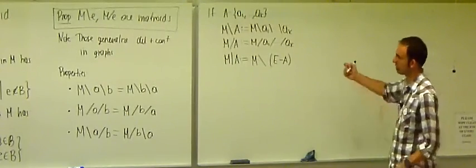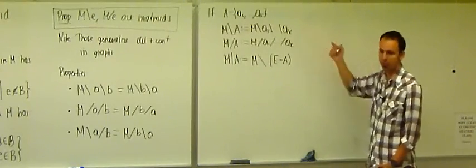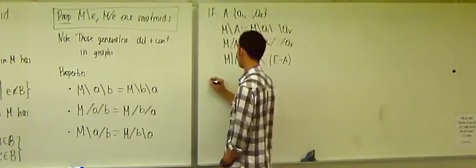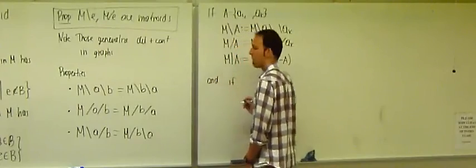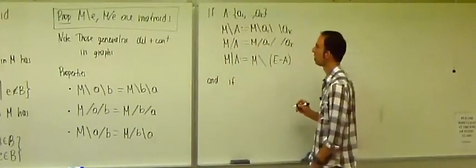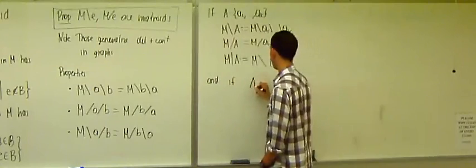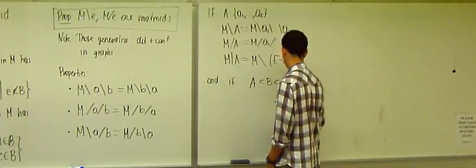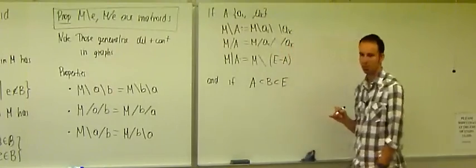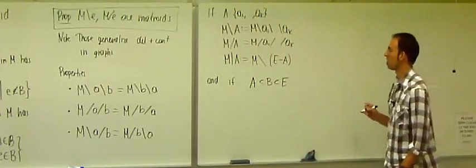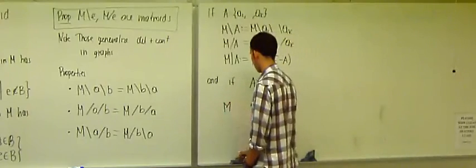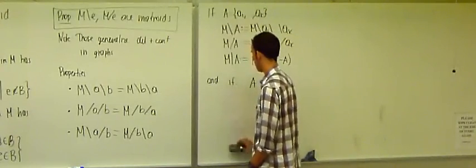And so here I've defined a more general deletion and contraction. I did this for graphs and I'm going to do it again. If A is a subset of B, which is a subset of E, then I can define the notion of the interval matroid from A to B.